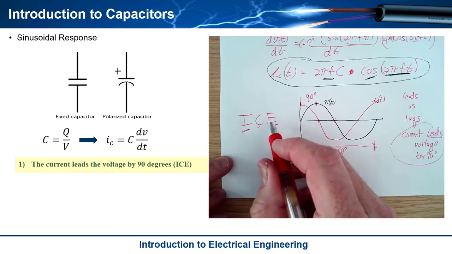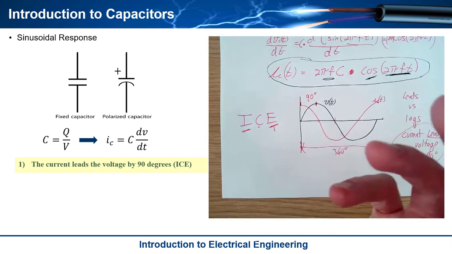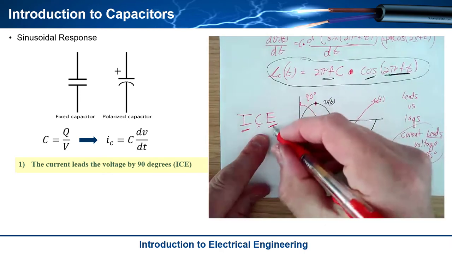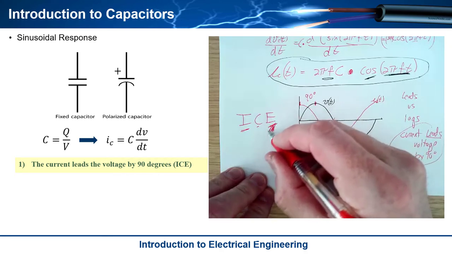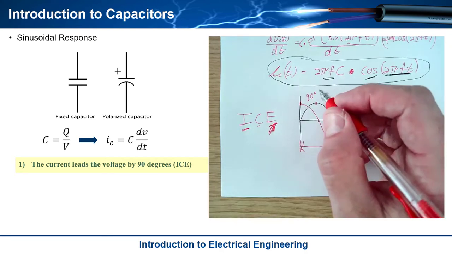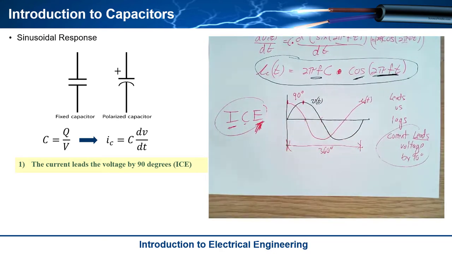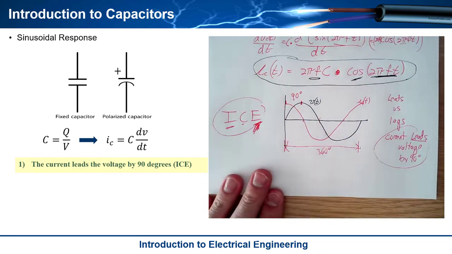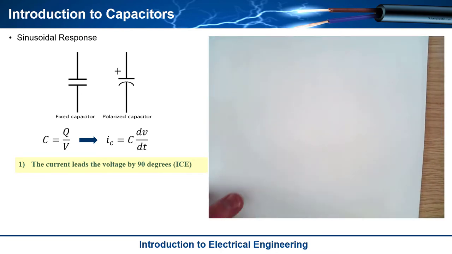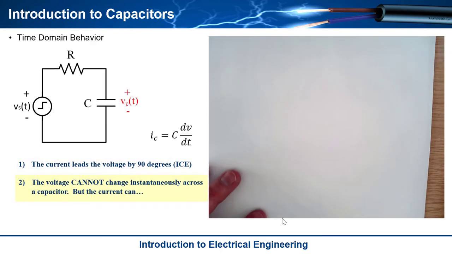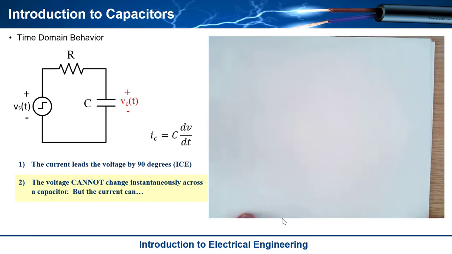You might ask where the E is coming from. E stands for electric field, or it's the variable physicists use for voltage. As long as you remember ICE and that it's always a fixed 90 degrees, you know the phase shift in a capacitor between its current and its voltage. All right, so let's do another quick example of how this behaves.